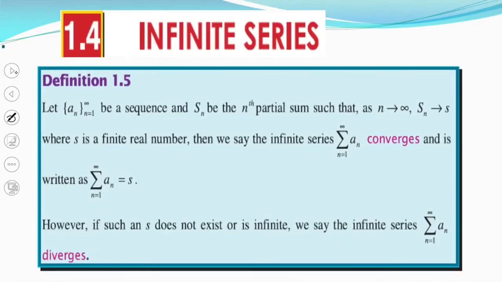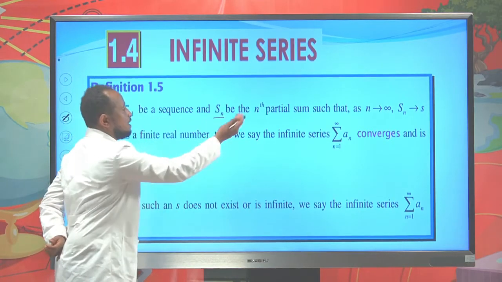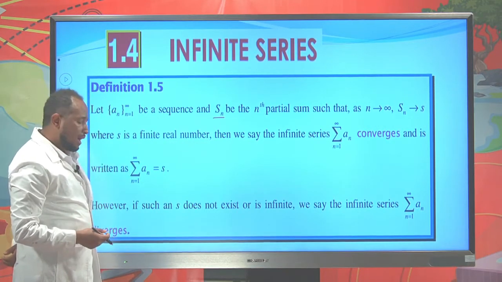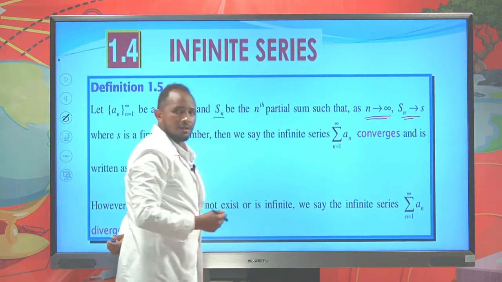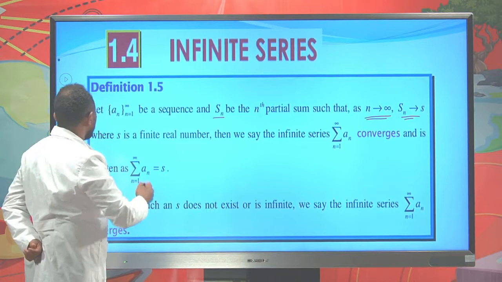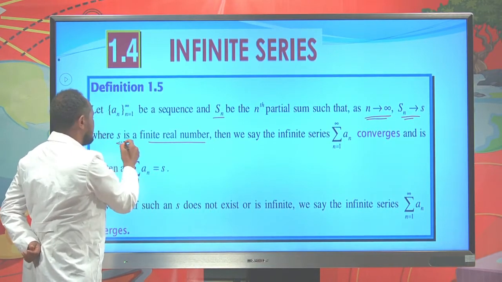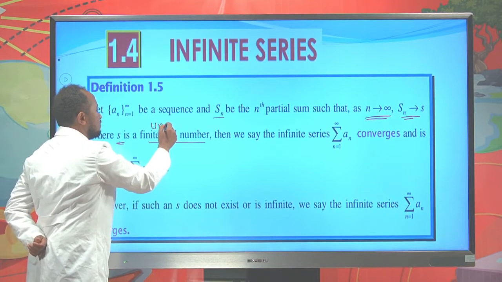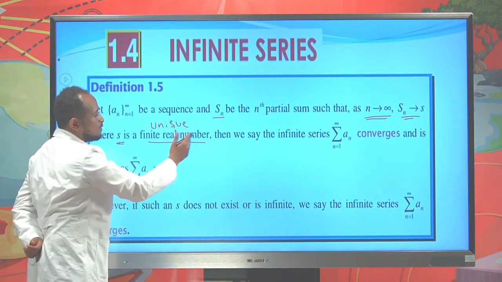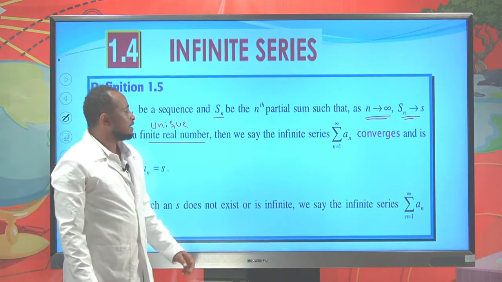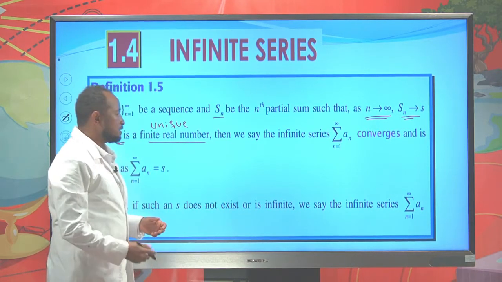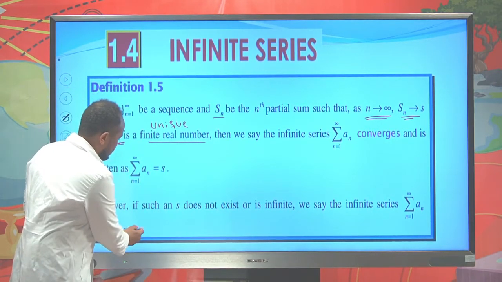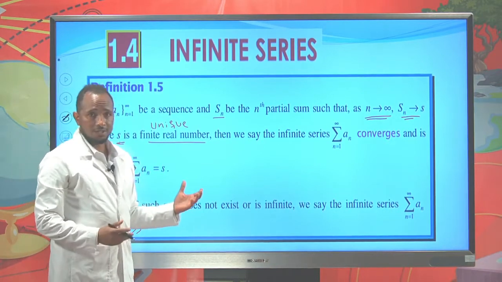Now let's see this one. Let an be a sequence and Sn be the sum of n terms of this sequence. As n goes to infinity, if Sn goes to S, where S is a finite unique real number, then we say that this infinite series converges. Otherwise, if S does not exist, it diverges. So, now let's see examples for this.